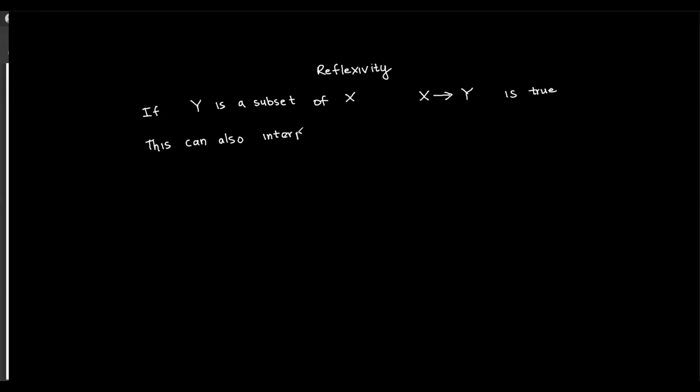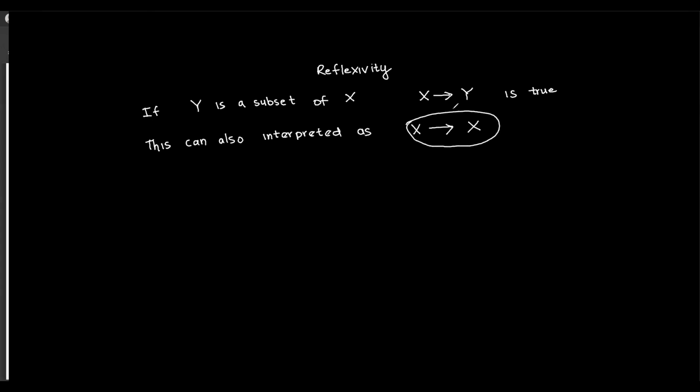Armstrong's axioms. First of all, we are going to start with reflexivity. The reflexivity axiom states that if y is a subset of x, then x functionally determines y is true. This can also be interpreted as x functionally determines x.